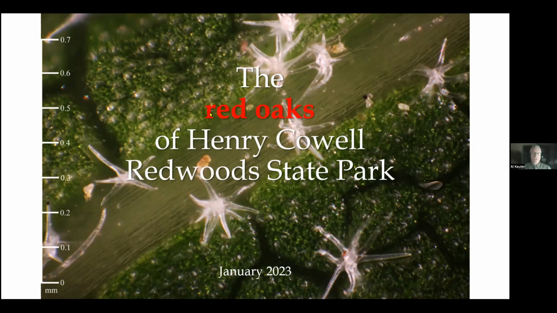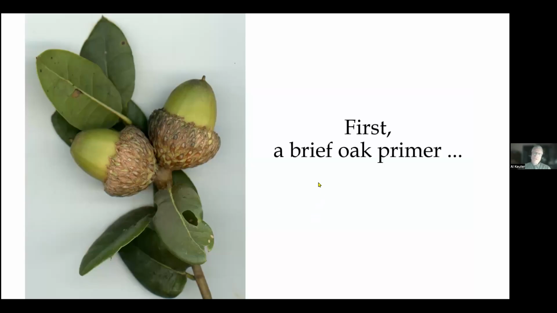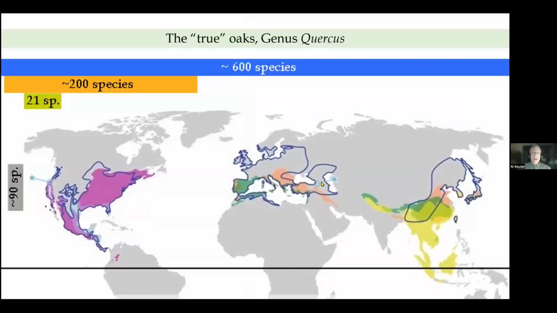So this is sort of like getting you used to what can be really beautiful to look at under a microscope. But first, I'm going to have to catch you up, hopefully, unless you're oak people, on oaks in general. And a good place to start is where are they? How many are there? Interestingly, oaks today are found almost without exception north of the equator.